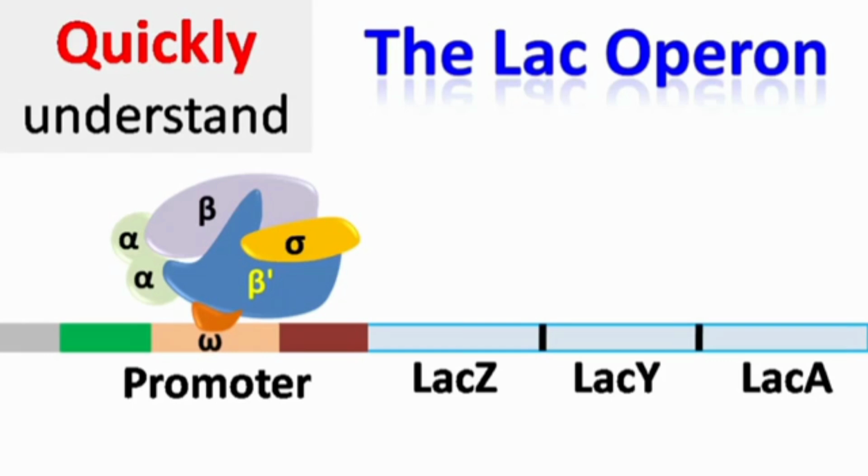Hey everyone, quick biochemistry basics here. So let's talk about the LAC OPERON. The LAC OPERON is the best studied model for understanding the regulation of gene expression.